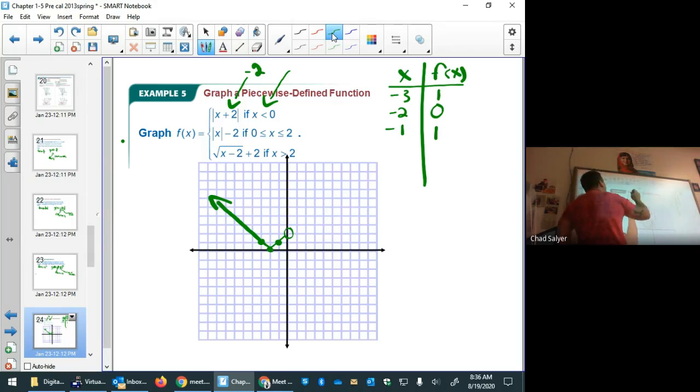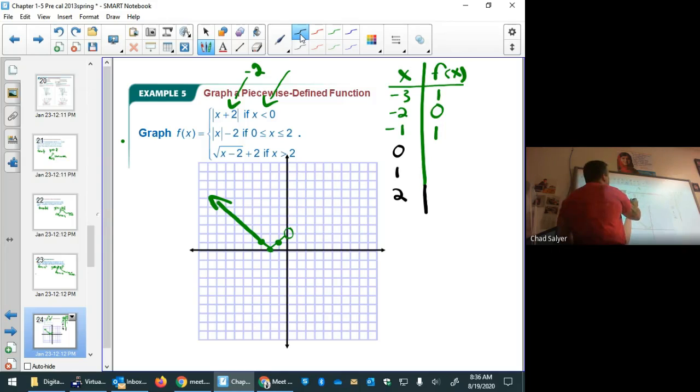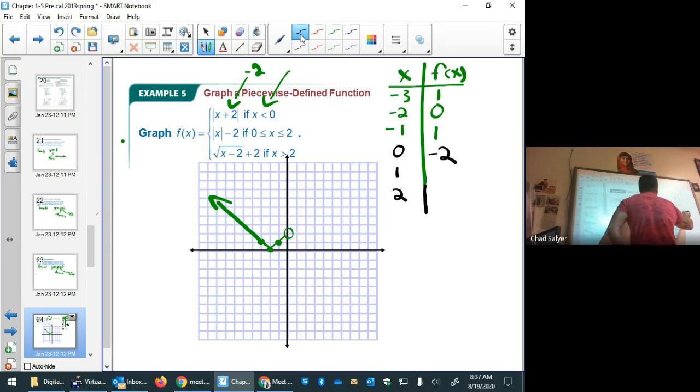Now let's do the second part. So that's between 0 and 2, including. So we'll go 0, 1, 2. So plugging in 0 here into the middle expression, the absolute value of 0 is 0, minus 2 is negative 2. Plugging in 1, the absolute value of 1 is 1. 1 minus 2 is negative 1. And then plugging in 2, the absolute value of 2 is 2. 2 minus 2 is 0.